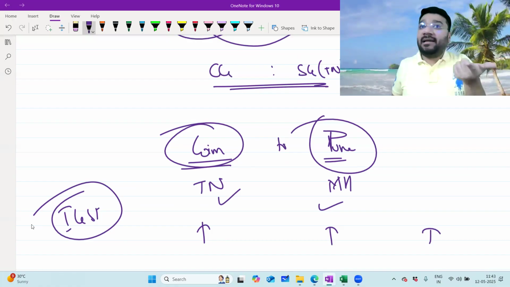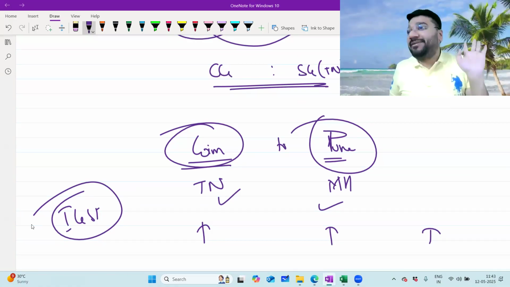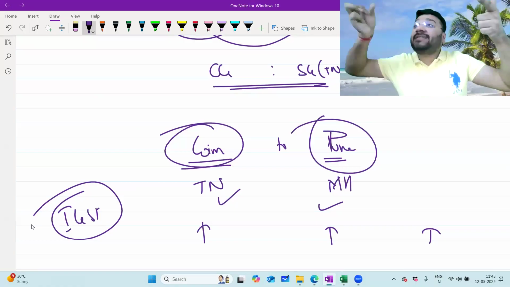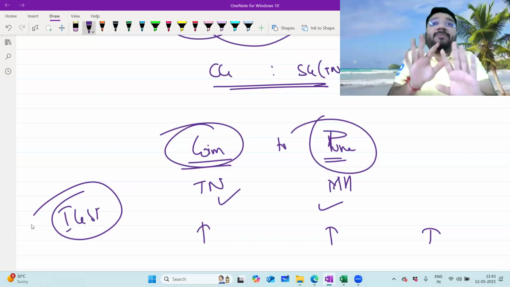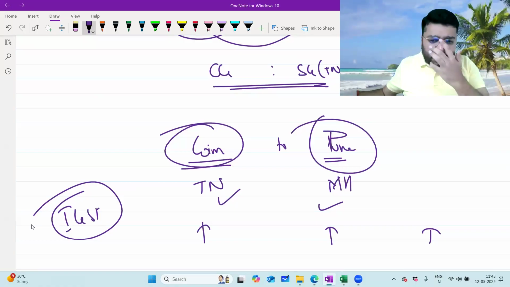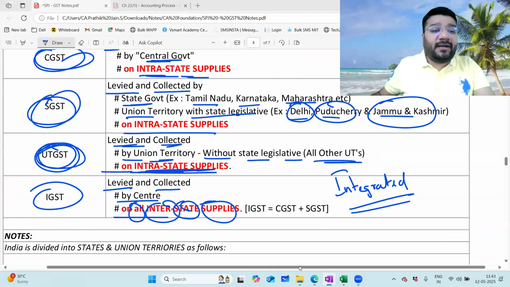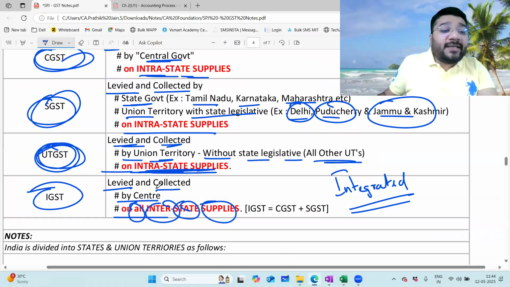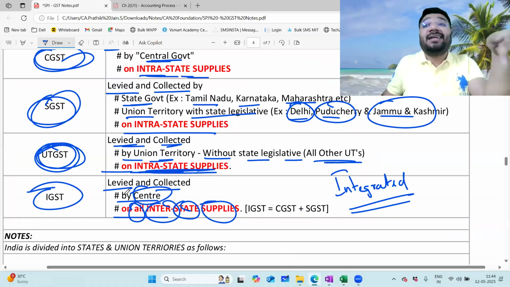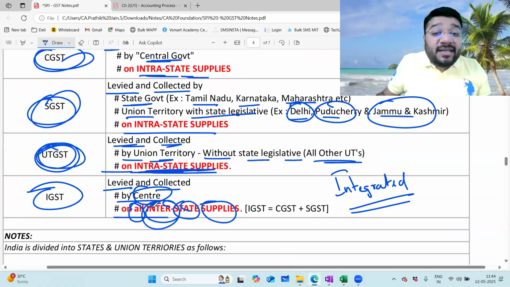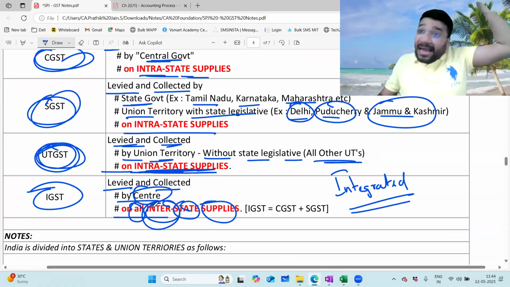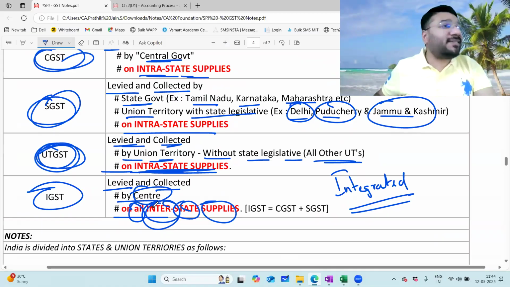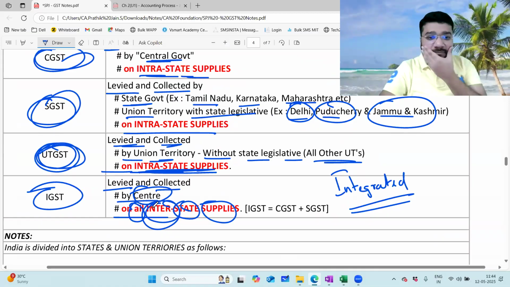So IGST you pay to the central government, but the central government cannot give the entire money. The central government has to give some portion of that to the state governments and some portion they will keep. How much percentage? We don't know. Am I loud and clear? That is why, to avoid the conflict and the confusion, they came out with one single GST called IGST. So IGST is collected by the center. On which transaction? Interstate supply. And in the back end, the government will distribute this to whom? Respective states and UTs.